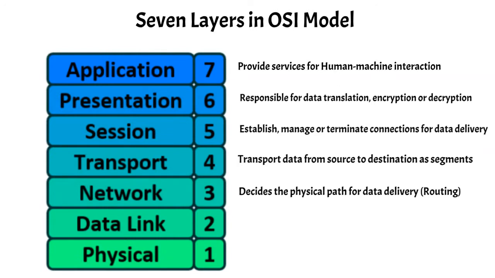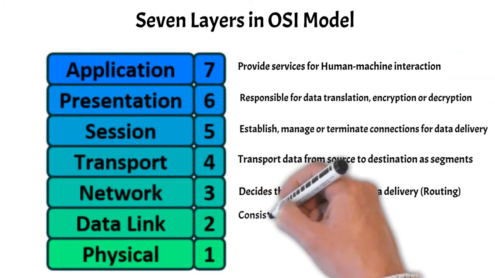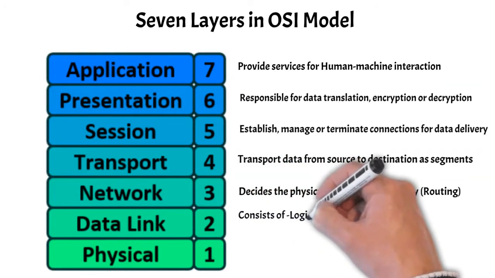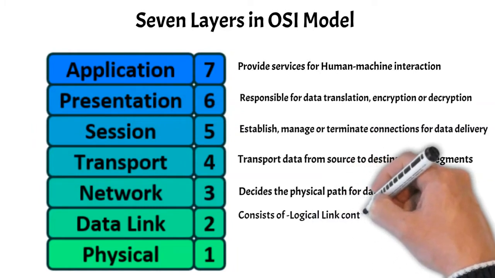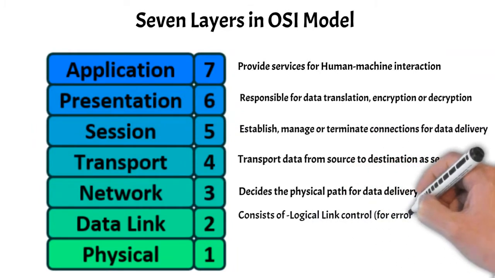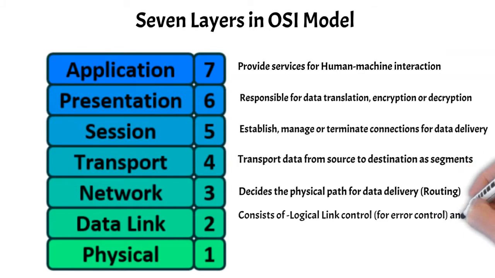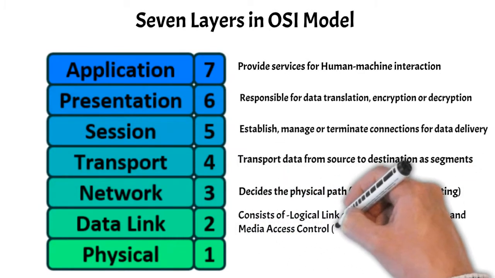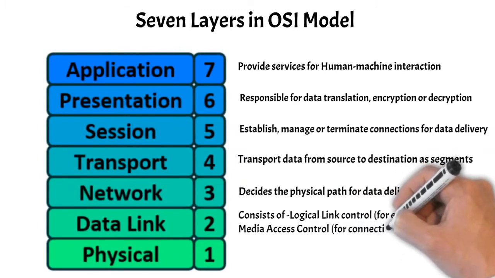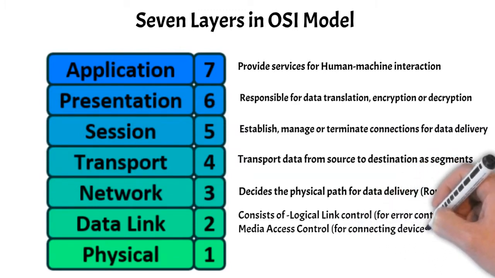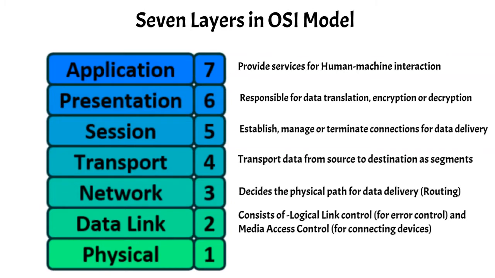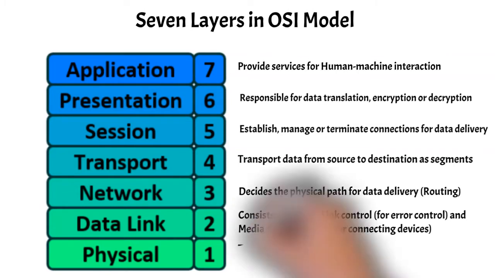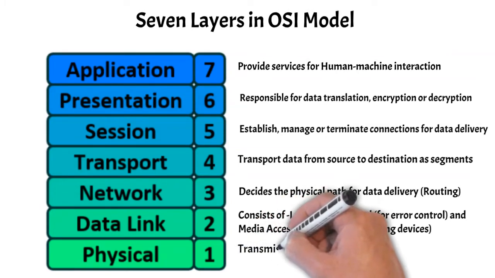The data link layer breaks up packets into frames and sends them from source to destination. This layer is made up of 2 parts. Logical link control, which identifies network protocols, performs error checking, and synchronizes frames. And secondly, media access control, which uses MAC addresses to connect devices and define permission to transmit and receive data.